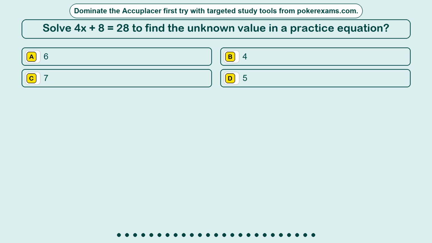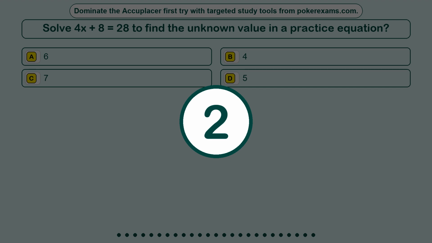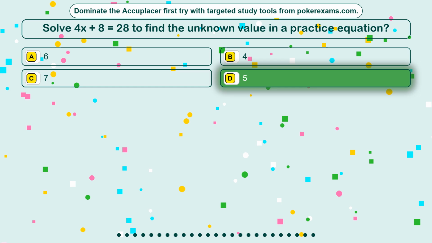Question 7. Solve 4x plus 8 equals 28 to find the unknown value in a practice equation. Option A, 6. Option B, 4. Option C, 7. Option D, 5. The correct answer is option D, 5.